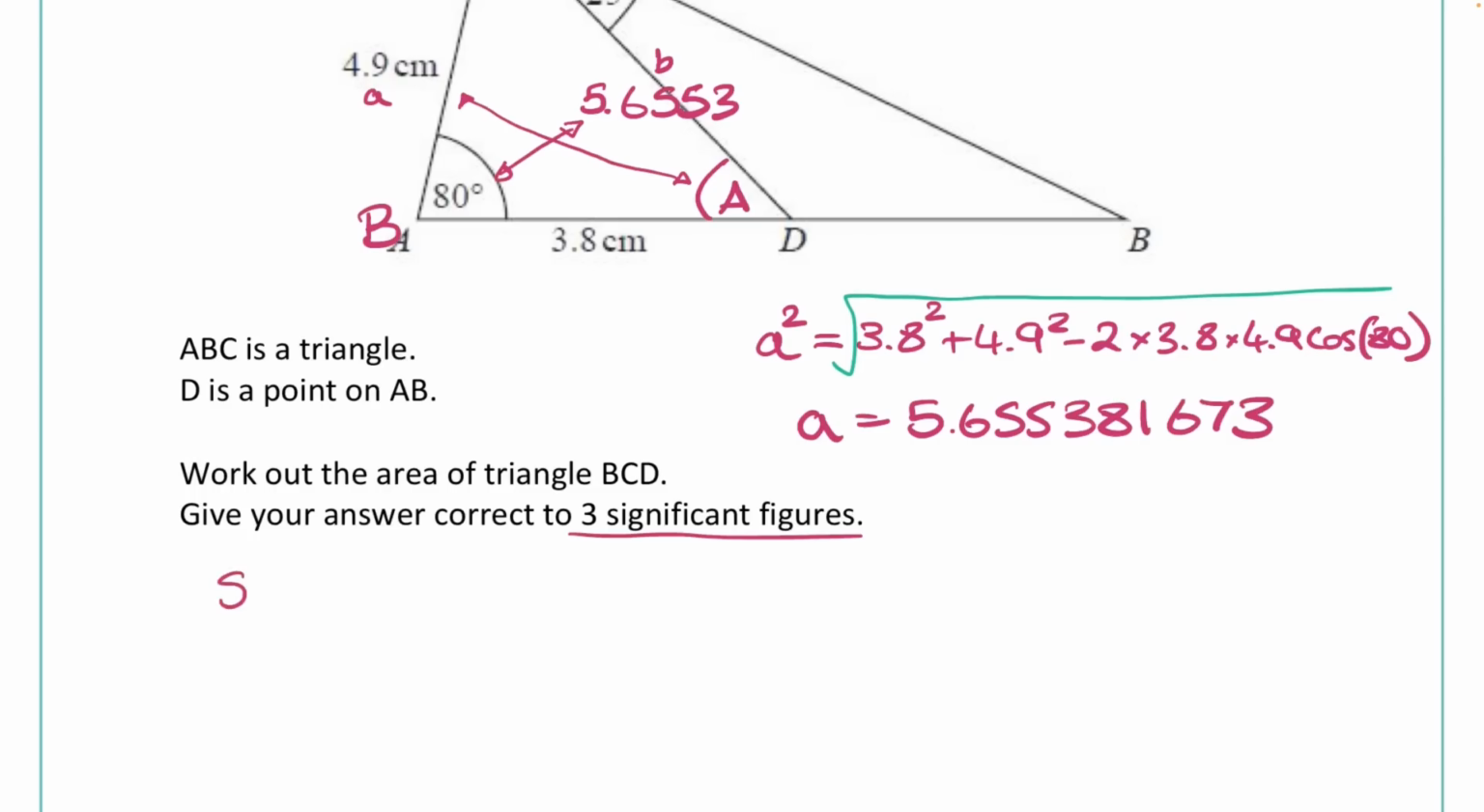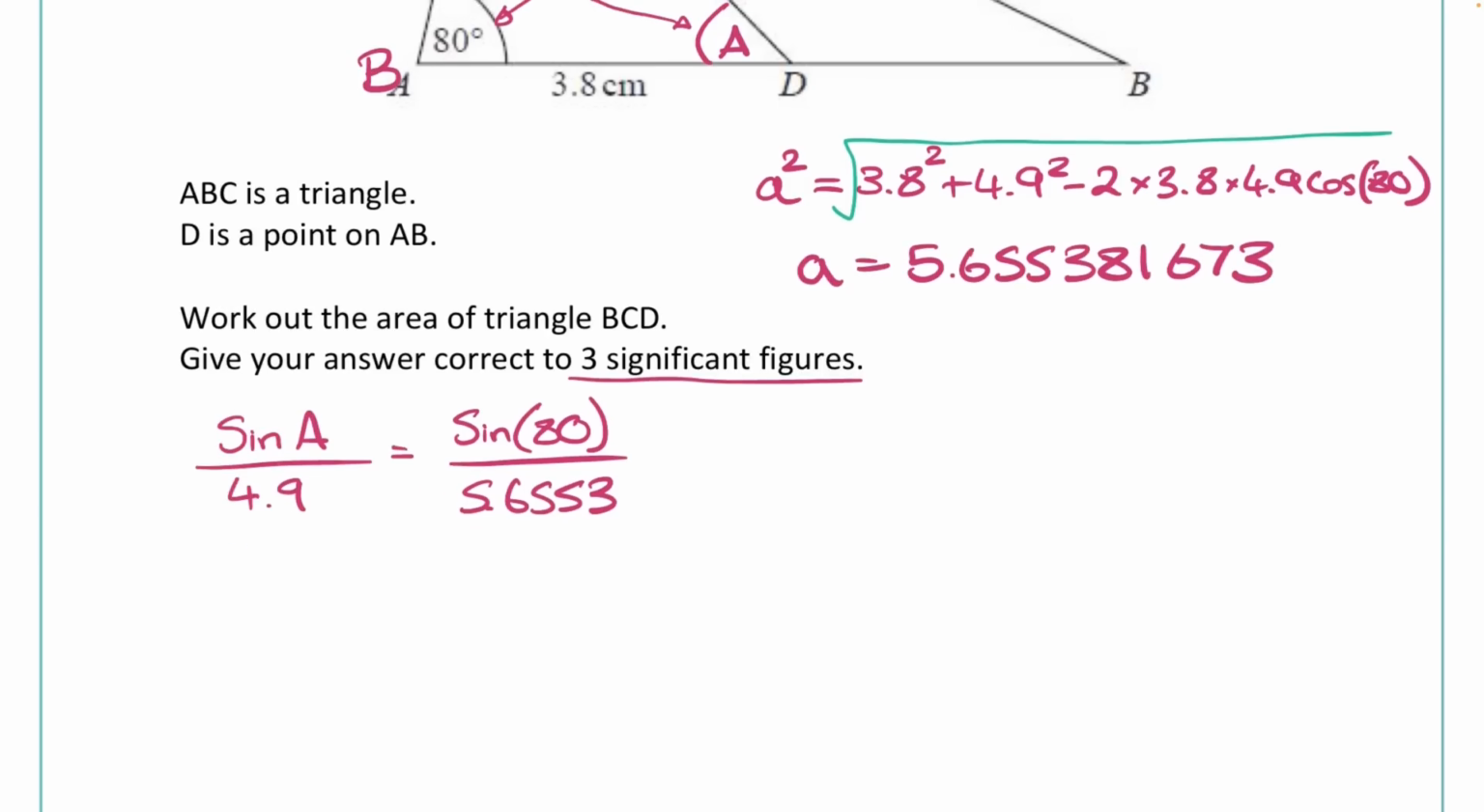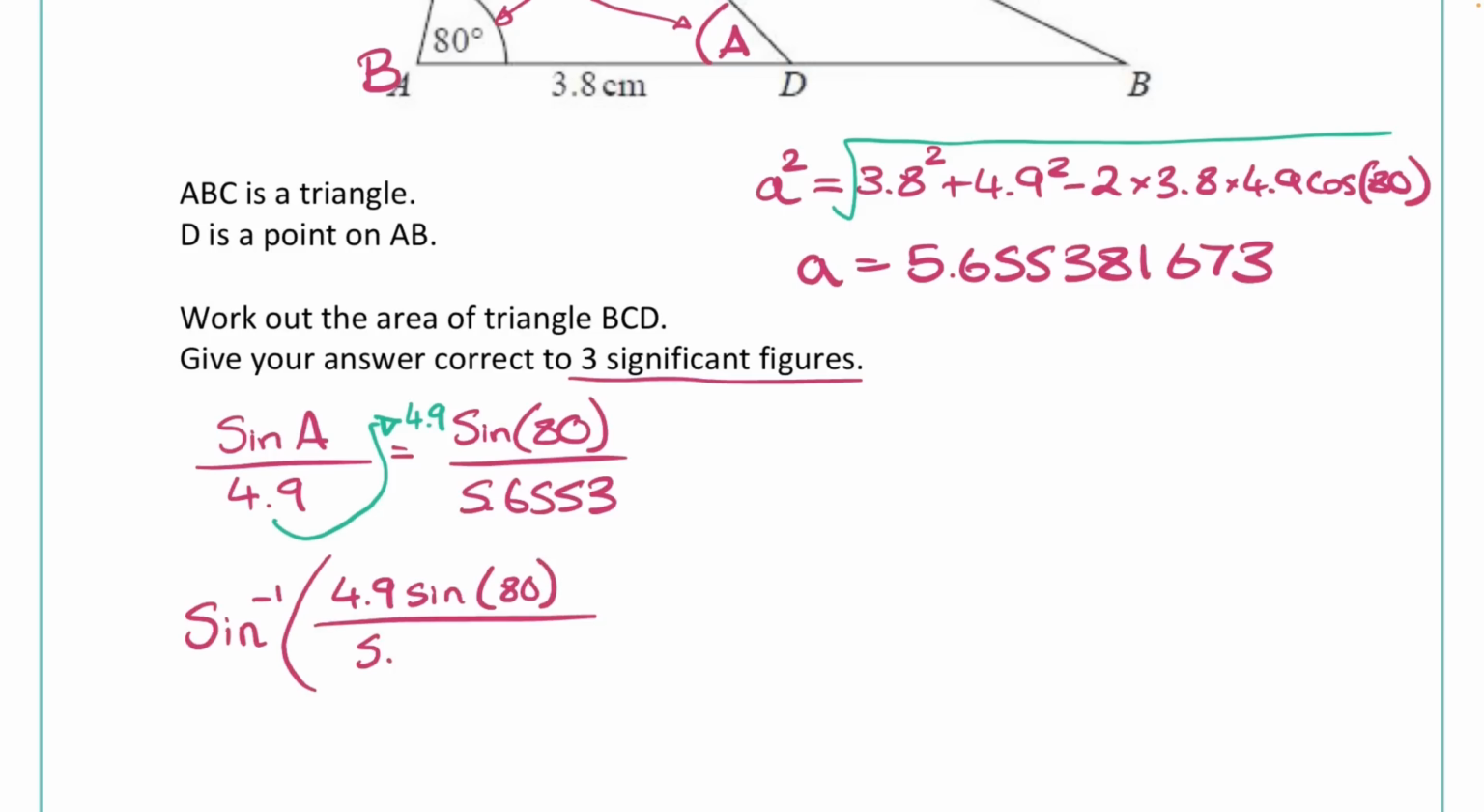So we have sine A over 4.9 is equal to sine of 80 over 5.6553. Now I'll try and use that full number in my calculator as I do it. Now to rearrange this, I need to first move the 4.9 up to the numerator here, so it'll be 4.9 sine 80, and then I need to do the inverse of sine. So I'm going to do sine minus 1 to find the angle, and I'll have 4.9 sine 80 over 5.6553. And there we go, I'll type that into my calculator.